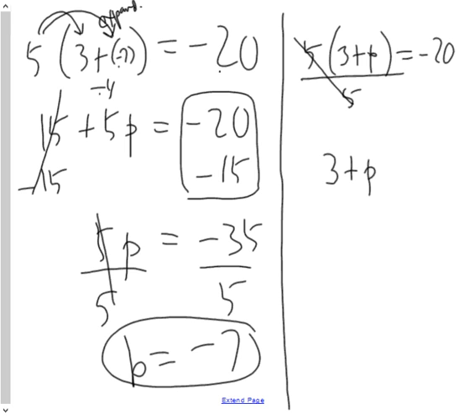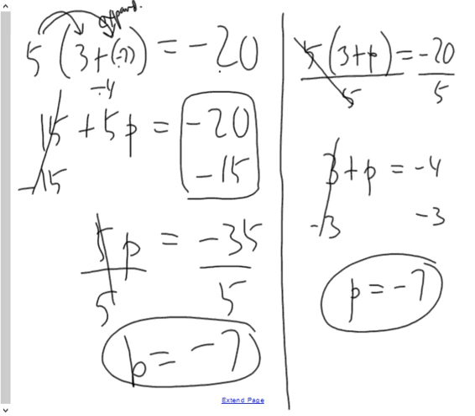But since I divided the left by 5, I'm going to divide the right by 5 as well. And negative 20 divided by 5 is negative 4. So if 5 groups of 3 plus P equals negative 20, then 1 group of 3 plus P should equal negative 4. So once I've done this, I just have to do one step on both sides, which is get rid of the constant. And I've isolated the variable to become P equals negative 7.